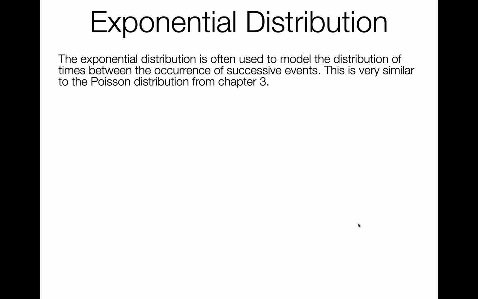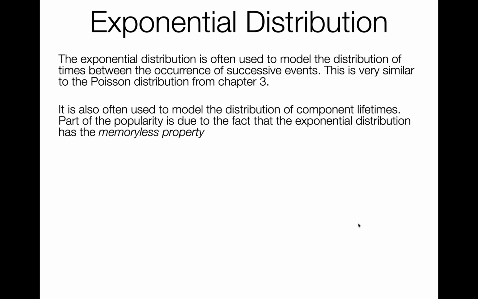So, the exponential distribution is used in a couple of different situations, especially in the different types of engineering that you are interested in. It's often used to model the distribution of time between occurrences of successive events. This is very similar to the Poisson distribution that we saw from chapter 3. The book goes into a bit of a lengthier discussion about that than I'm going to do here, so if you want to read that, I suggest you do because it's very interesting, but it's connected to the Poisson distribution.